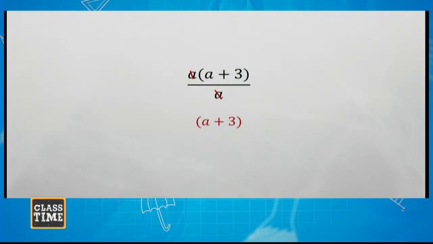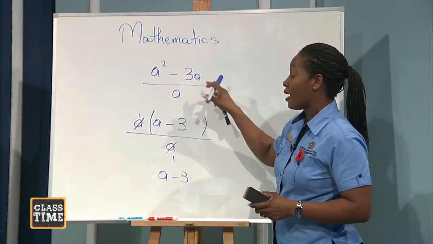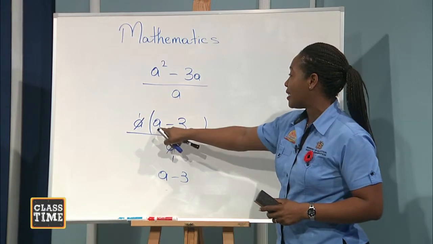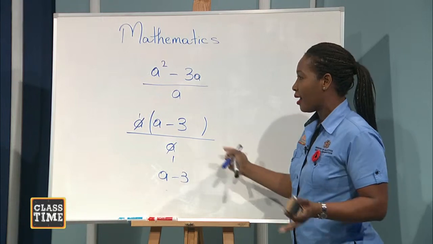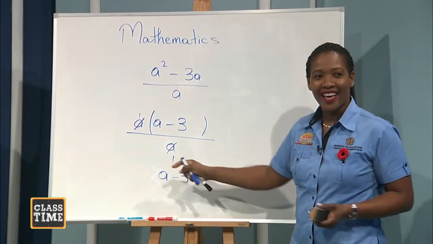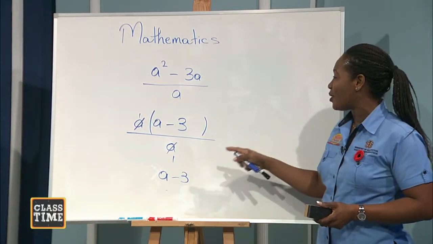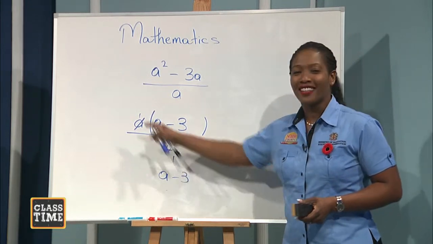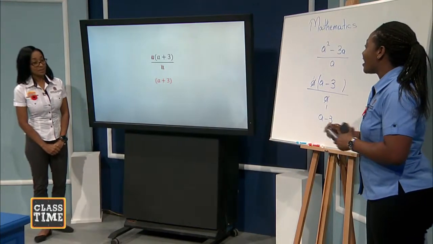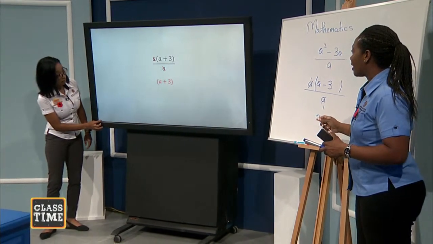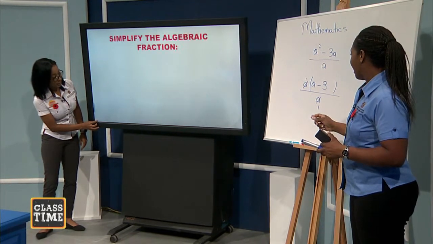All right, so just for those who probably weren't following with me, let's repeat what we did. So we had a squared subtract 3a all divided by a. Then we factored what is common in the numerator, which is a. We ended up with a, open bracket, a subtract 3, close bracket, all divided by a. And then we factored out a in the denominator from a in the numerator. So now we end up with a subtract 3. All right, good job.